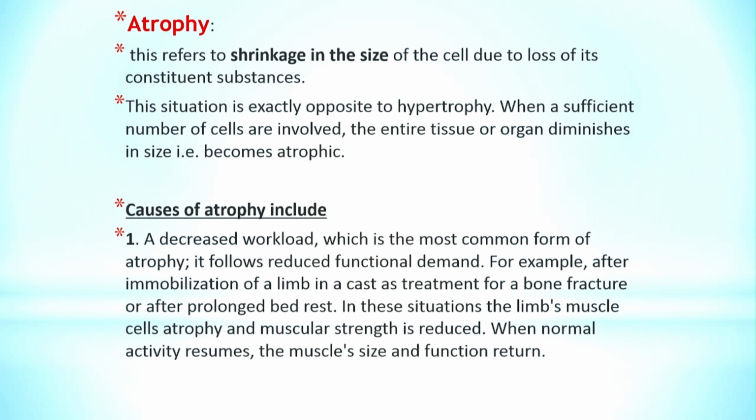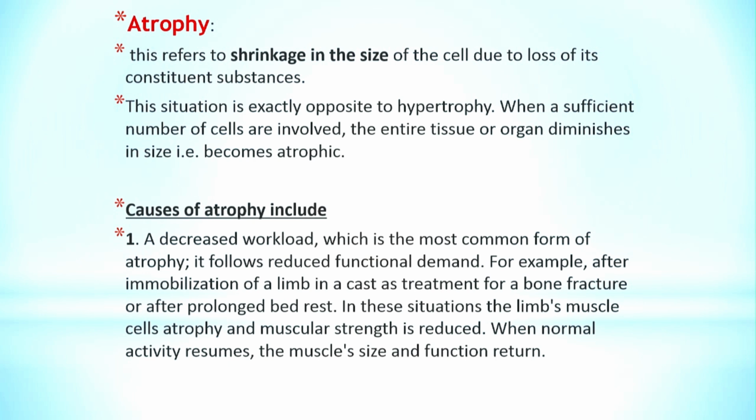The third type of adaptation is atrophy. Atrophy refers to shrinkage in the size of the cells due to loss of constituent substance. This situation is exactly the opposite of hypertrophy. When a sufficient number of cells are involved, the entire tissue or organ diminishes in size, so it becomes atrophic.